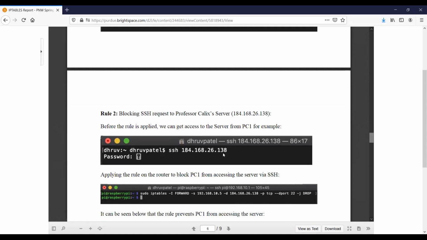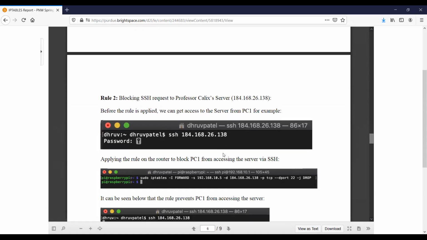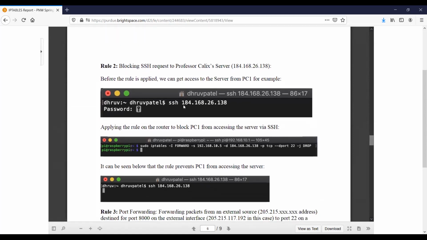Again, you SSH, like this is the example I gave in my problem, right? You're gonna connect to this server, set up for you guys to test. And then, of course, that works. But then you add a rule. The only difference, and this is what's important that I want you to understand, is that this is in the forward chain, okay?